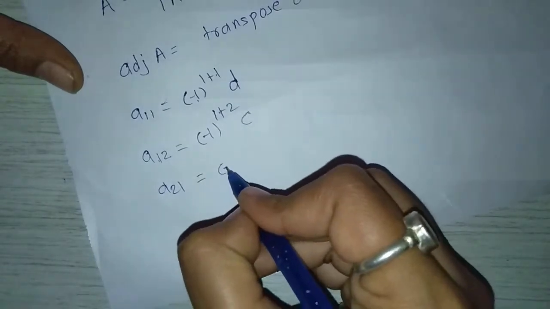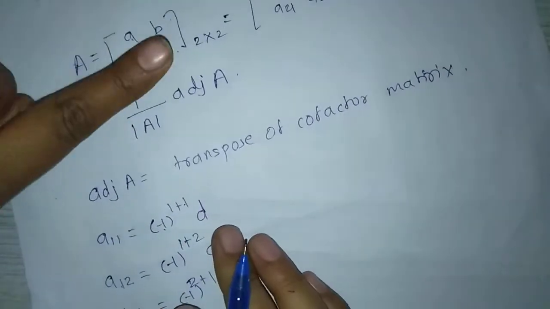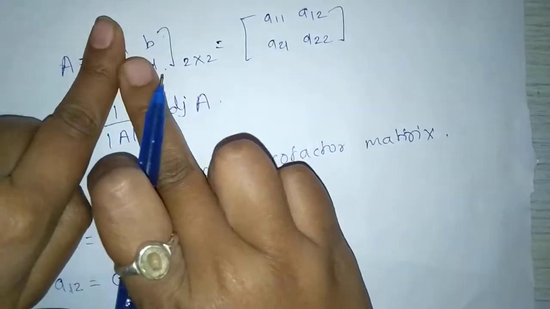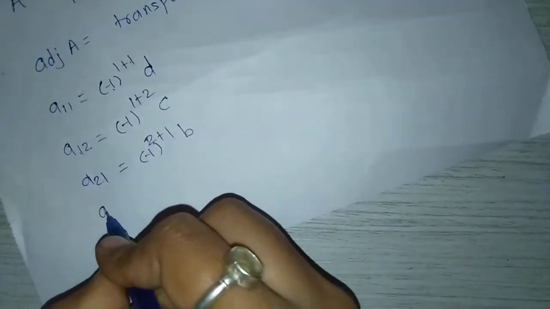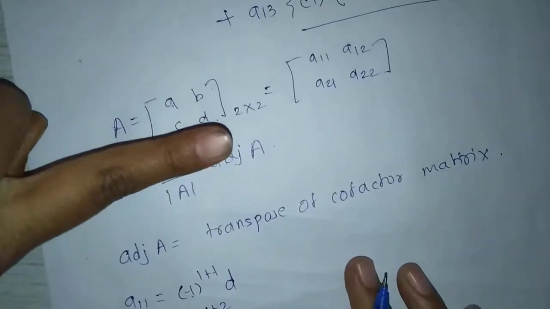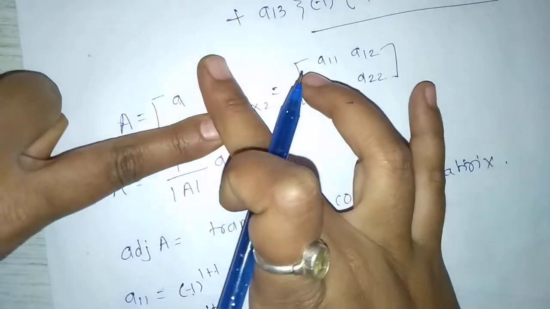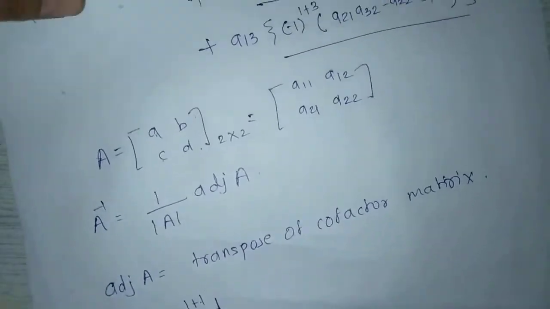A21 equals (-1) raised to 2 plus 1, which means exclude the second row and first column. What will remain? B. A22 equals (-1) raised to 2 plus 2. Eliminate the second row and second column. Here what will remain? A.